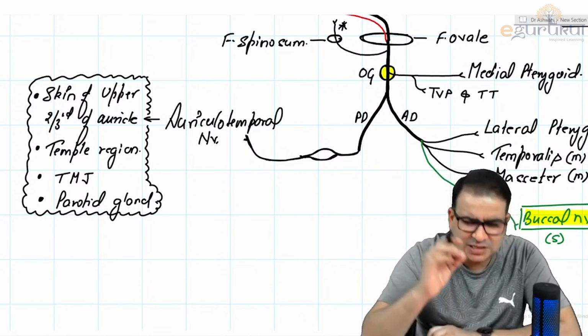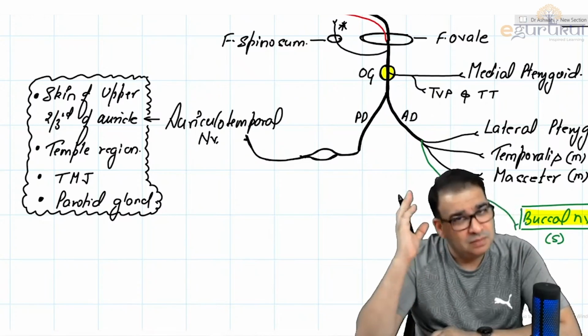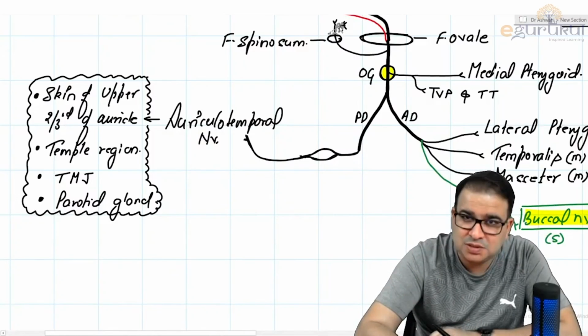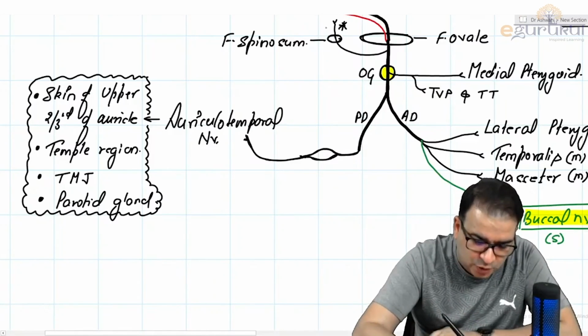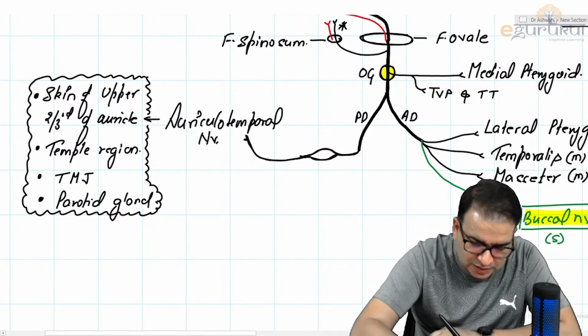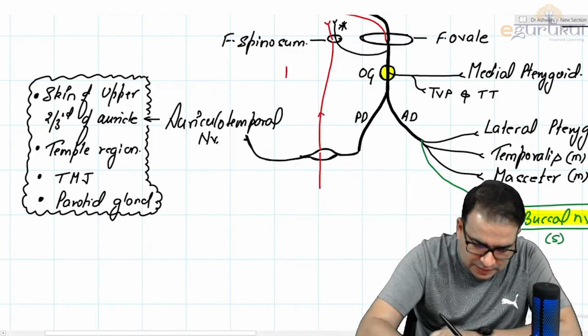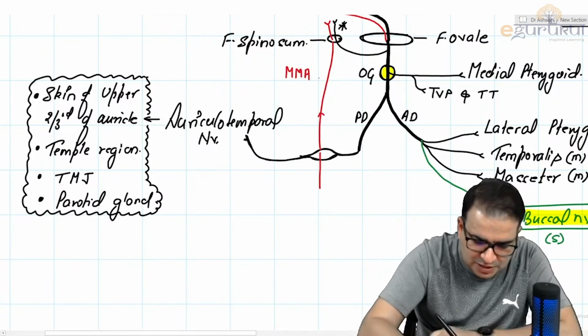Middle meningeal artery is the main artery which supplies the dura mater of the cranial fossa. What nerve was that? That was nervus spinosus. And the same foramen spinosum is also giving passage to the middle meningeal artery. Just make sure you draw it this way, that this middle meningeal artery, the MMA, is the main artery which supplies the meninges.